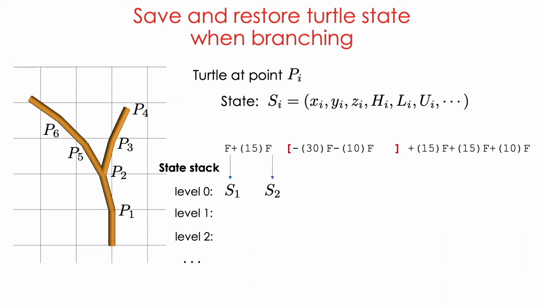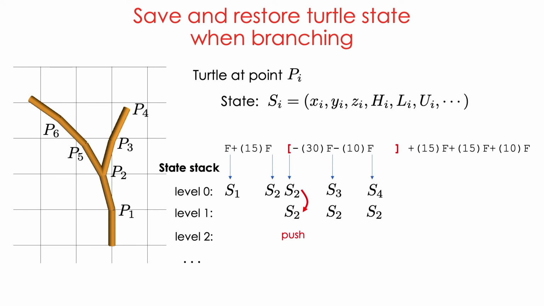You read the second F, the state is S2. And then I encounter this, my state is still S2, and I push this on the stack, which starts to fill in my turtle stack. Then I continue, and you see that at level 1 of the stack, I keep track of my previous state, but I can change my current state and read this without any effect on this.